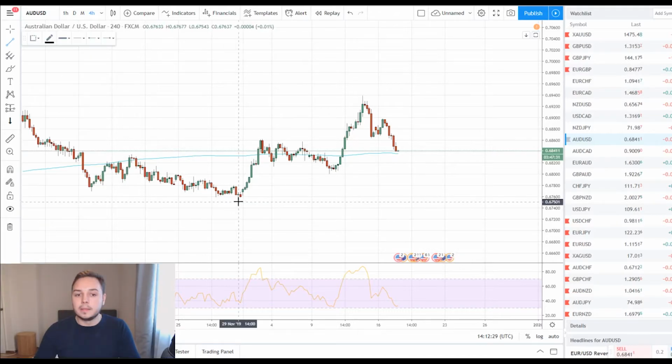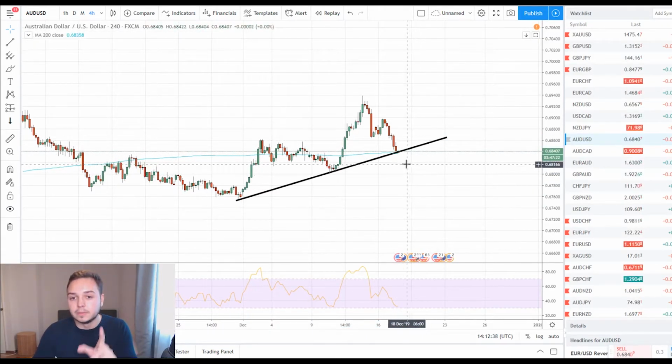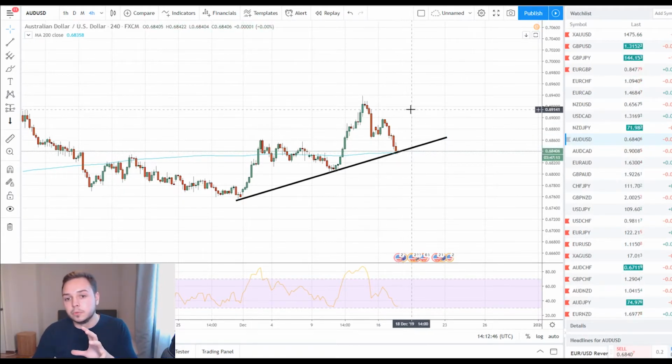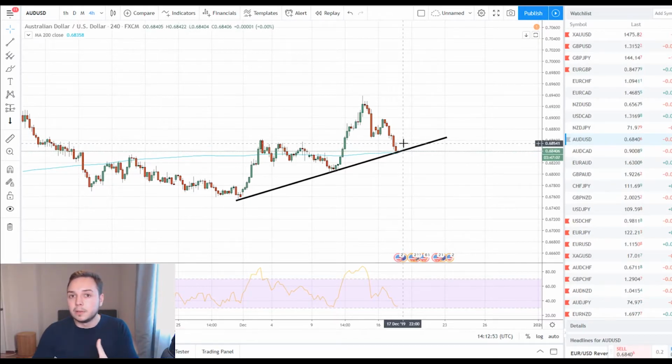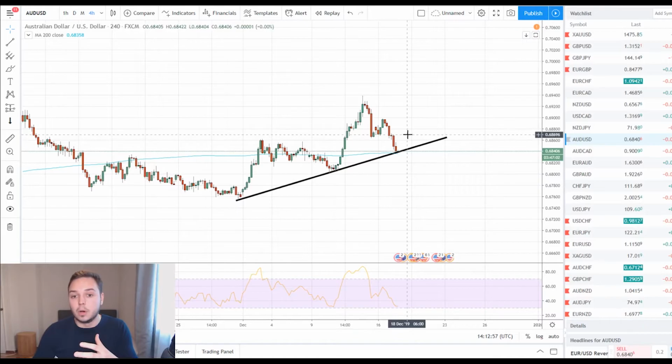So we can see that there's a clear trend line over here that has been respected first time and second time, and also it's on the 200 EMA line on the 4-hourly time frame, which is going to be a big factor in this decision. If it starts moving towards the upwards direction, it will probably bounce off this 200 EMA line that we have, the blue line, or this uptrend.